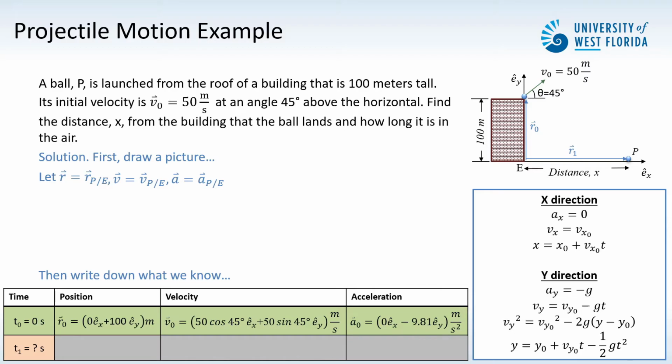We don't know when the ball will land, but we need to find that. We know the final position in the EY direction, but not the EX direction, which we need to find. There's no acceleration in the x direction, so the velocity in the EX direction is the same as the initial velocity in that direction, but we don't know the final velocity in the y direction. Finally, we know that acceleration in the EX direction is 0, while acceleration in the EY direction is negative g.